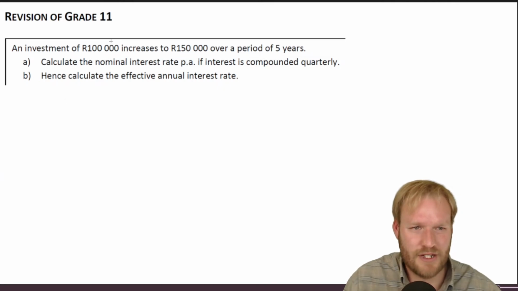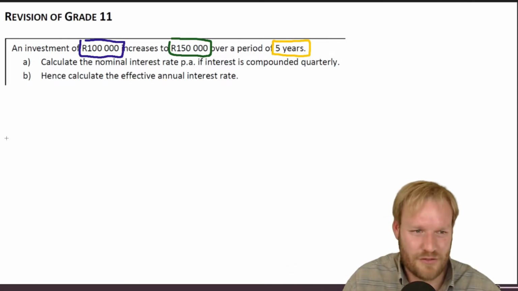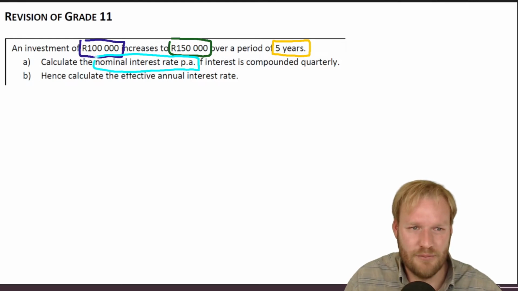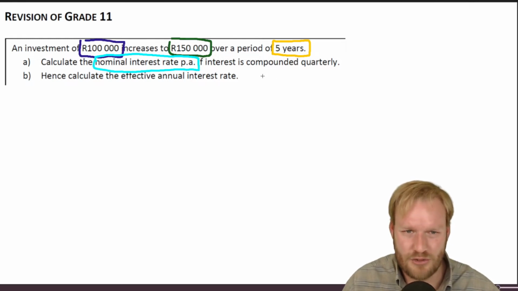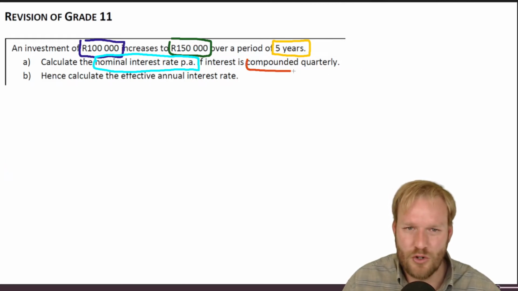So we've got an investment of 100,000 Rand that's increasing to 150,000 Rand over a period of 5 years. And I'm just highlighting things as I go. May or may not be useful. Calculate the nominal interest rate per annum. Okay, so nominal is what we're looking for, if the interest is compounded quarterly.